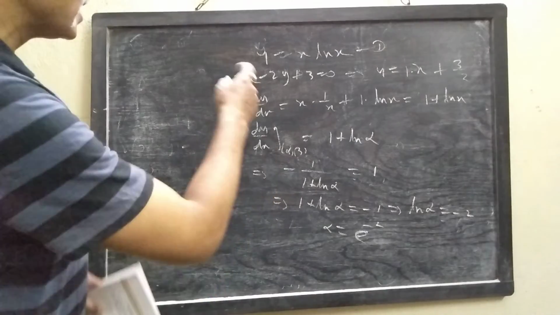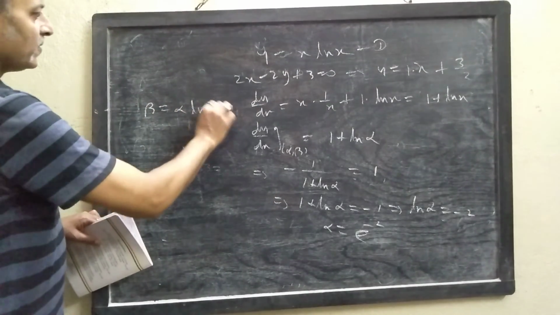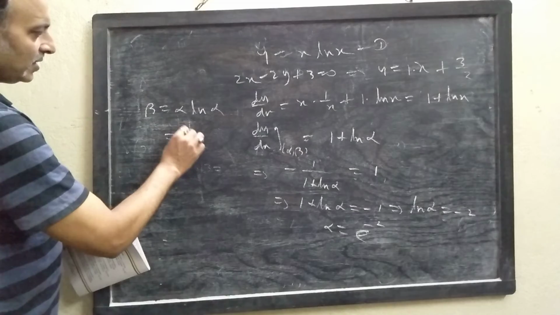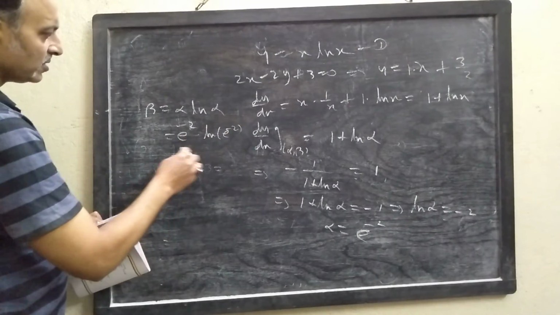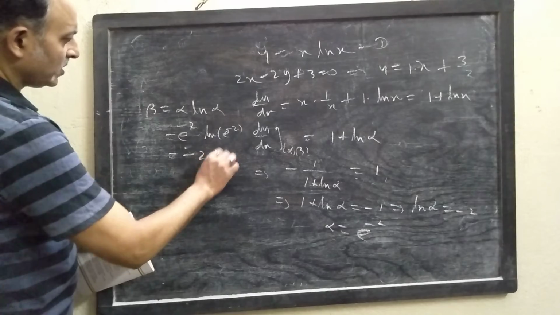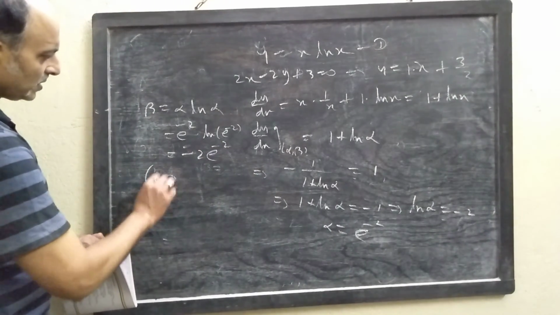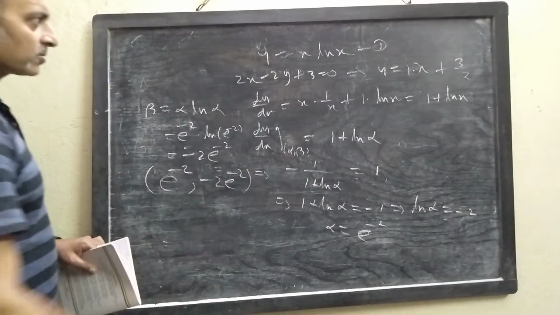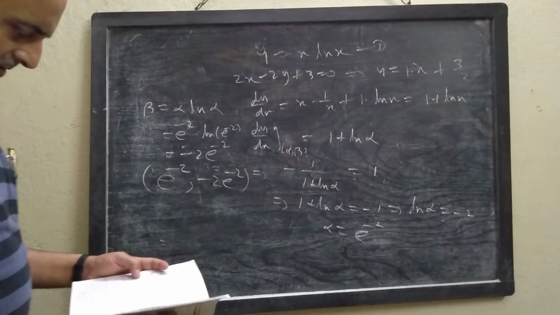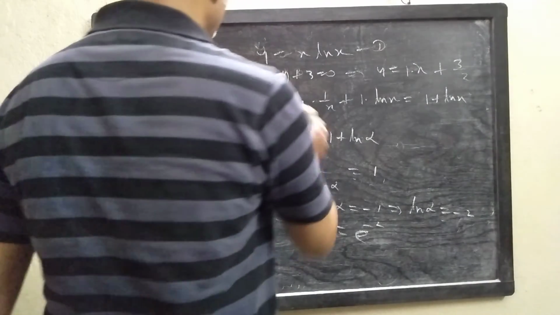Now as alpha beta lies on the given curve, beta equals alpha ln alpha. So you get e to the power minus 2 times ln of e to the power minus 2, this is minus 2, that is minus 2 e to the power minus 2. So the point on the curve becomes (e to the power minus 2, minus 2 e to the power minus 2). Now you have to find the equation of normal.